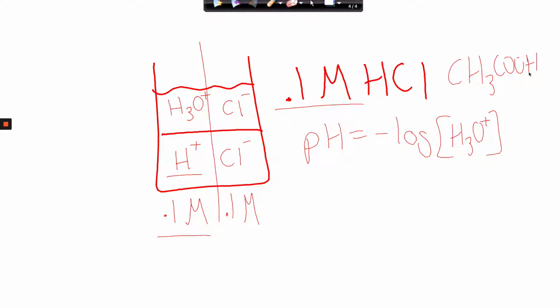But guys, let's finish this thought. We now need to figure out the pH. So pH is equal to the negative log of 0.1 molar, and that would be 1.0. Guys, you okay with that? Thoughts, concerns, questions? You're okay?